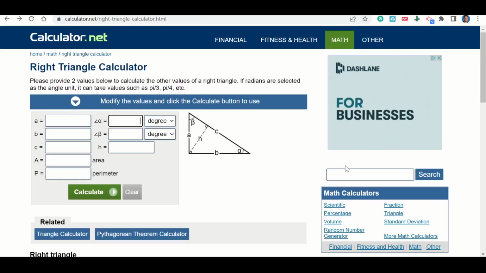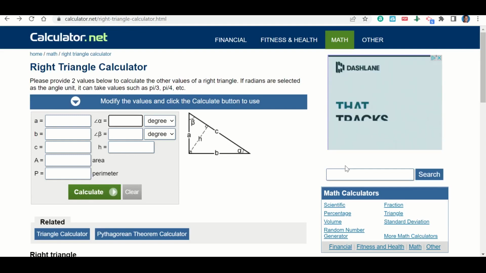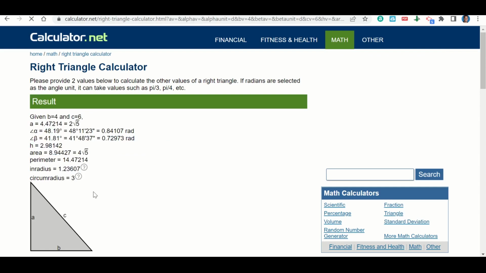Let's talk now about how to check our work when trying to find an angle measure of a right triangle. So in this case, let's assume we're given two side lengths and we're expected to find an angle measure. Let's say in this triangle we know that C is 6 and we know that B is 4. And let's say that we're trying to find angle alpha in this case, this angle here. Well, we put it into the calculator, B is 4 and C is 6, and we hit calculate.